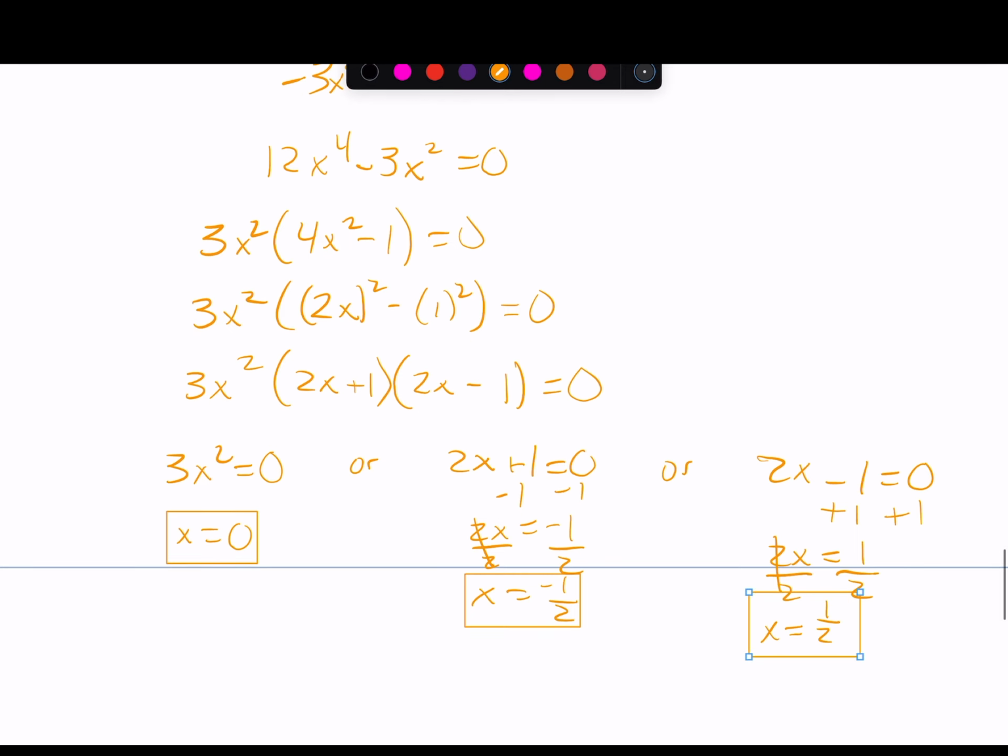So, with our factoring, we first factored out a greatest common factor, and then we found that we had a difference of squares, and so we were able to get 3 solutions just by factoring. And it turns out that we actually have a double solution with x equals 0. Okay, let's do a different type of factoring.